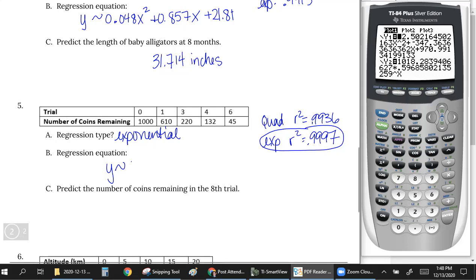Okay, so y is approximately equal to 1018. Again, I'm going to go to 3 decimal places, so 284 times our b value 0.597, if I'm rounding to 3 places, raised to the x. And so that was our second equation. So that's the only one we really want to consider. So I'm going to go ahead and turn off my y1.